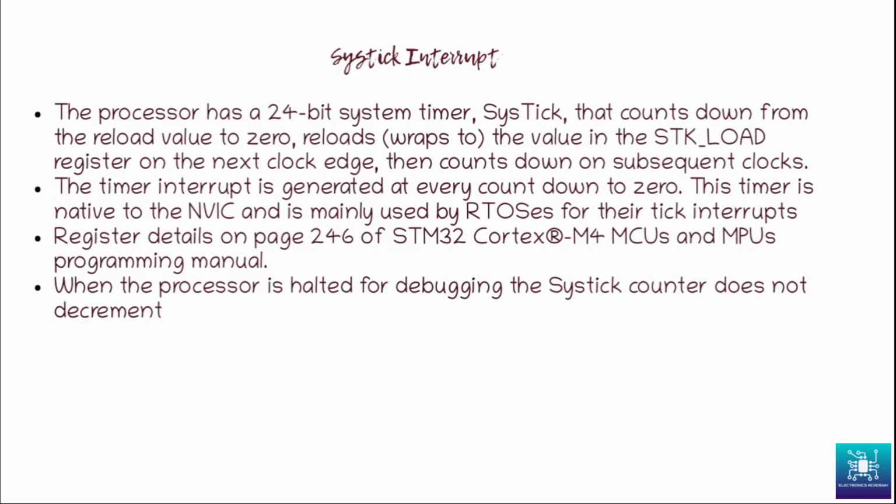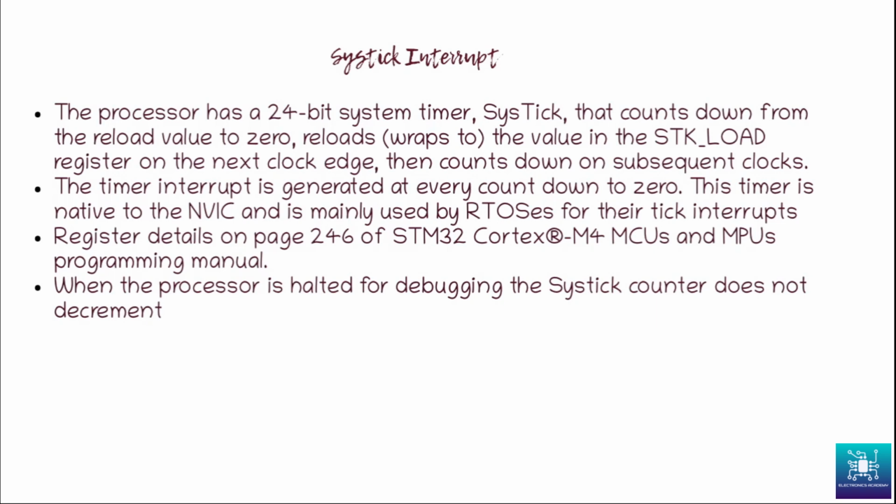Now this timer is native to the nested vectored interrupt controller of all Cortex M4 processors. So this is not vendor specific. This is common across all Cortex M4 processors. And it is mainly used by real-time operating systems for their tick interrupts. Real-time operating systems need a tick to schedule and reschedule their tasks. So this is what this timer is mainly used for, besides a few other interrupts.